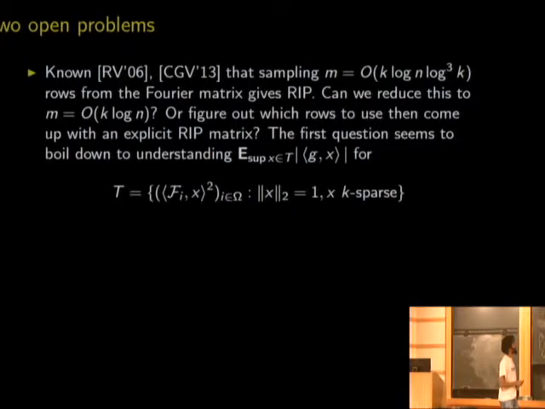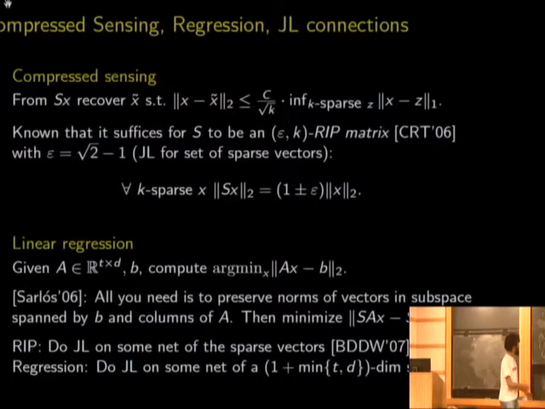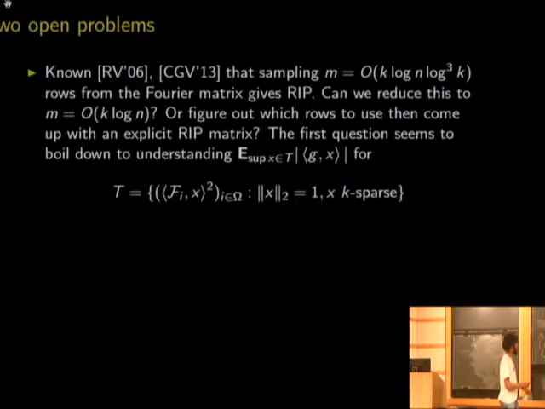One is how do you come up with these RIP matrices? By the way, from this line here, I said basically JL implies RIP because you can do JL on a set of sparse vectors. There's also some kind of inverse theorem as well by Krahmer and Ward.